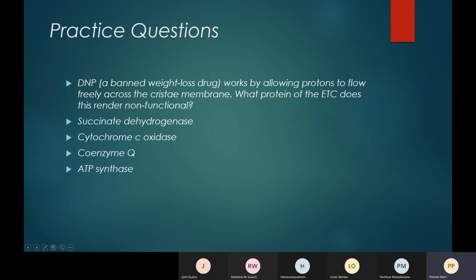All right, here's one that's a little bit different. So DNP, which is a banned weight loss drug, works by allowing protons to flow freely across the crystal membrane. Essentially makes the membrane leaky. So which protein of the electron transport chain is this going to render non-functional? If you need to see the proteins again, I can go back.